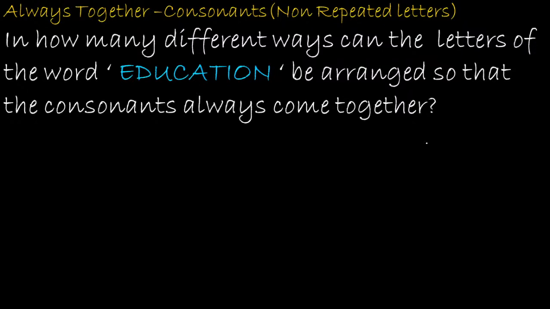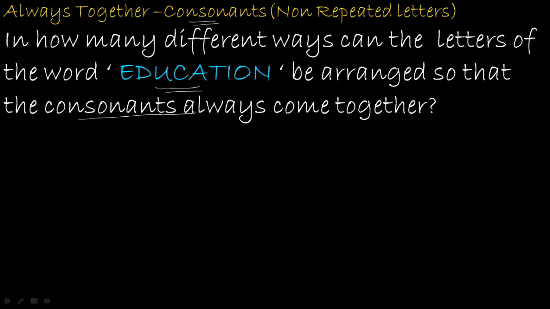I am just explaining this same concept once again. Instead of vowels, here we have consonants. The only difference is that instead of vowels, here we take consonants. There is no change in the procedure. Now in case of always together, if it is in terms of consonants and we are having non-repeated letters, then how can we calculate the number of permutations? In how many different ways can the letters of the word education be arranged so that the consonants always come together?